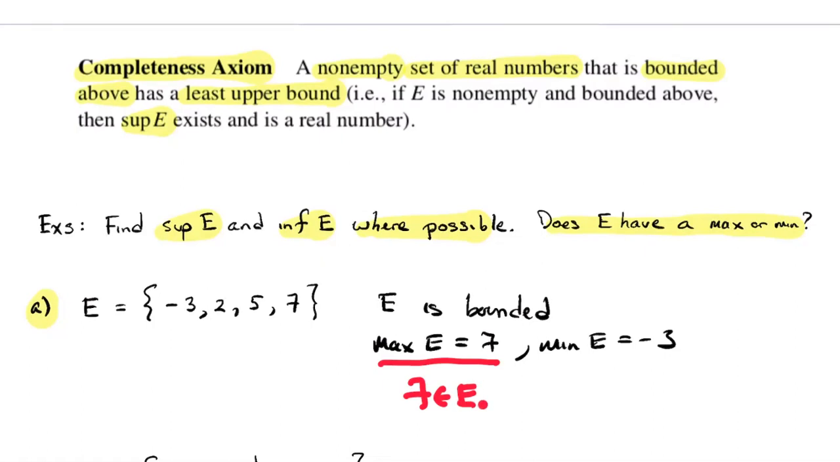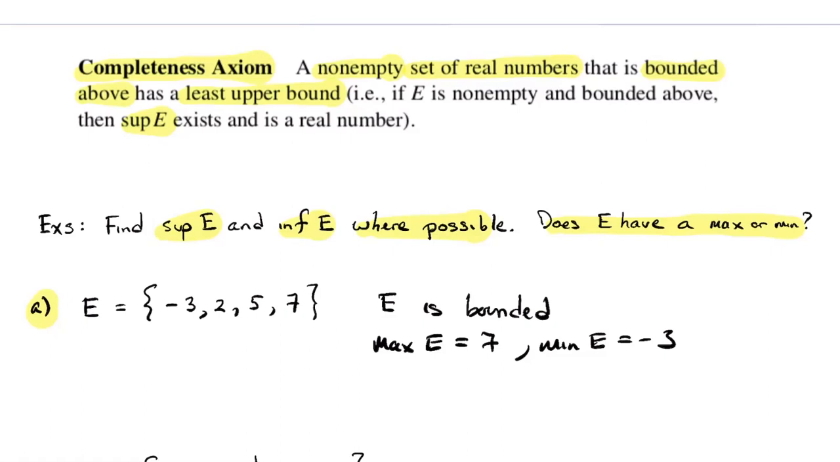If you want me to use the definition to expound on this: 7 is an element of E. That's the first part. And x is less than or equal to 7 for every other element of E. I can prove that by looking at them. 5 is less than or equal to 7, 2 is less than or equal to 7, and so on. Similarly for the minimum.